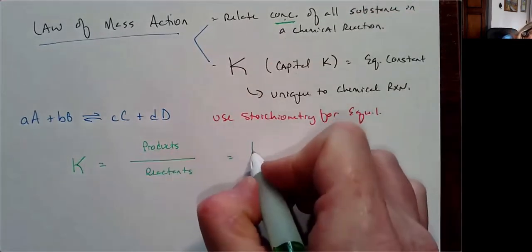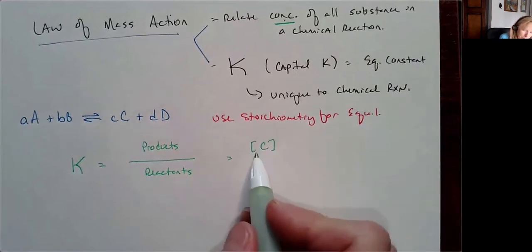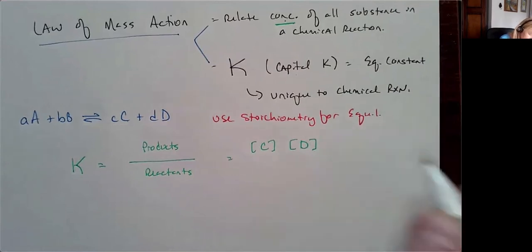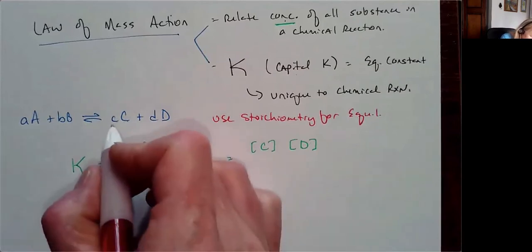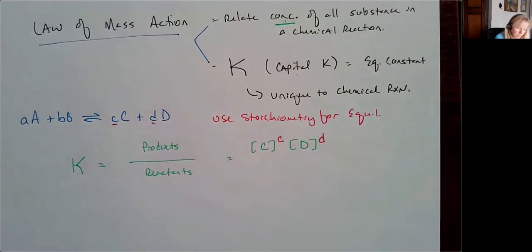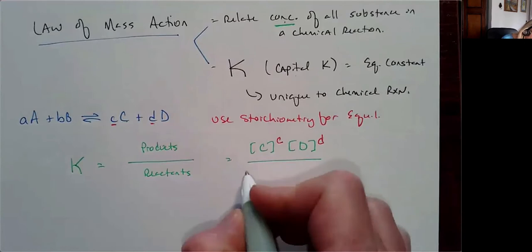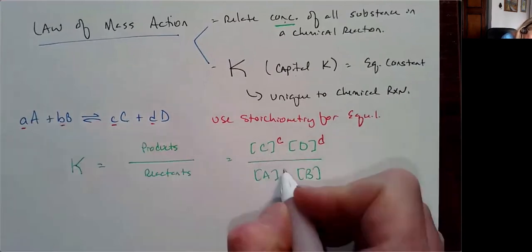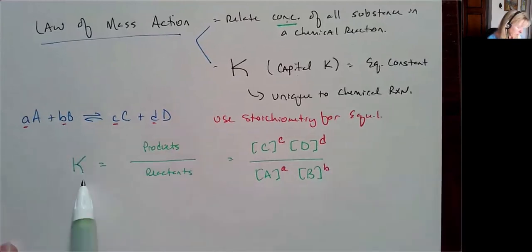So my concentration of C, product C, and remember these brackets mean molarity, my concentration of D, which is my other product, and then I'm going to take my stoichiometry here and apply that by making my concentrations go to the power of the coefficient. And then my reactants are going to go down here, and my stoichiometry here would be little a, little b. And so all this is going to equal my equilibrium constant here.